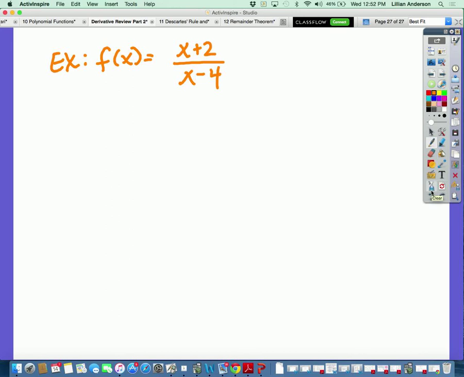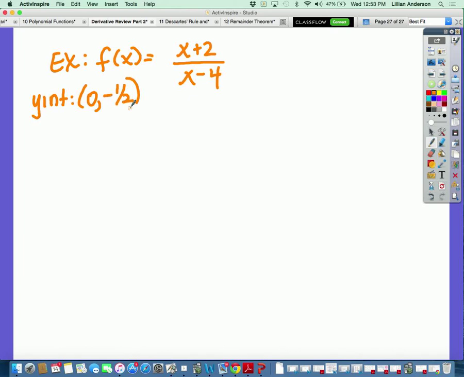No inflection point. It depends what type of rational function we're dealing with. But we can still find our x-intercept and our y-intercept the same way, plugging in 0 or setting it equal to 0. So let's do that. Let's find the easier stuff first. Y-intercept: we plug in 0 for x, and we get negative 1/2.